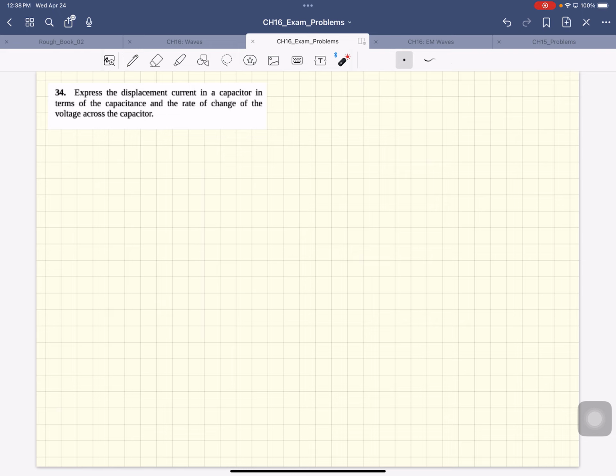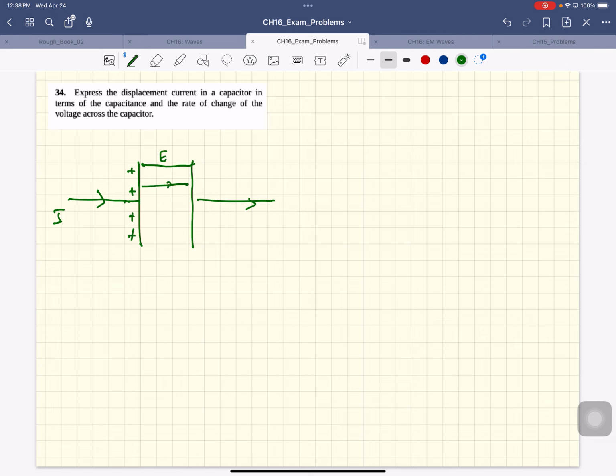Express the displacement current in a capacitor in terms of the capacitance and the rate of change of the voltage across the capacitor. What you want to keep in mind is, here's a parallel plate capacitor, and as current is flowing in, the charge is increasing on the capacitor, and the strength of the electric field is increasing.